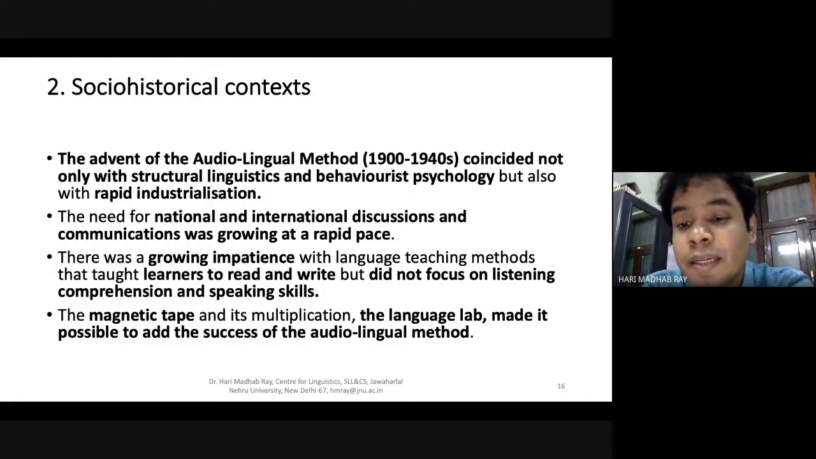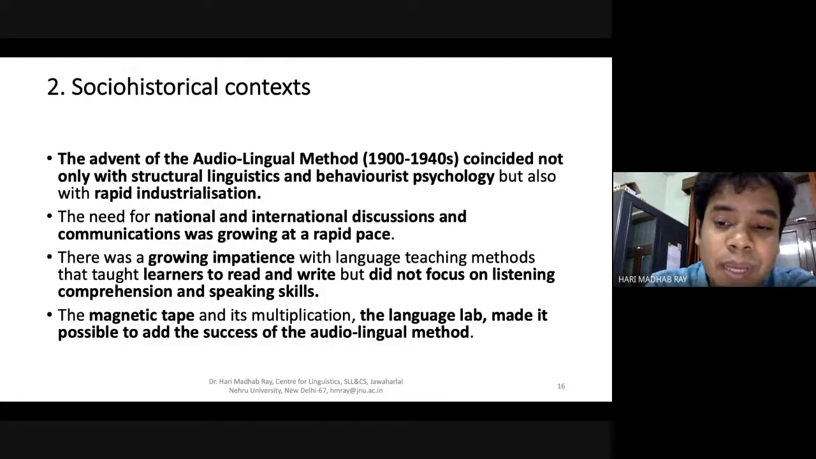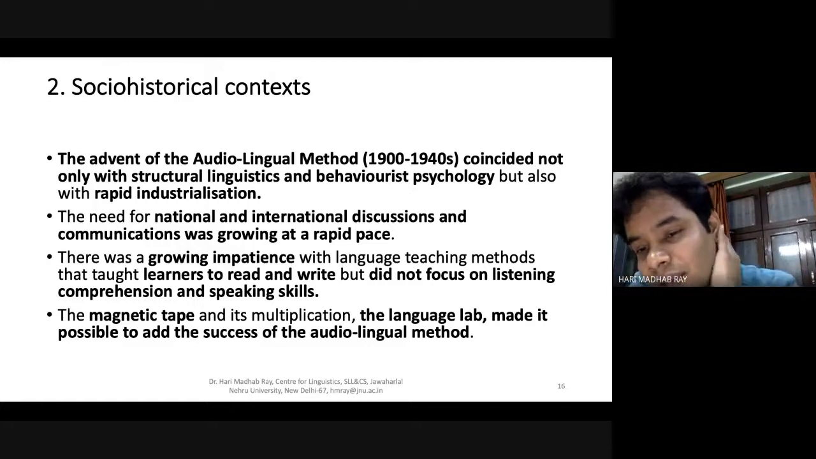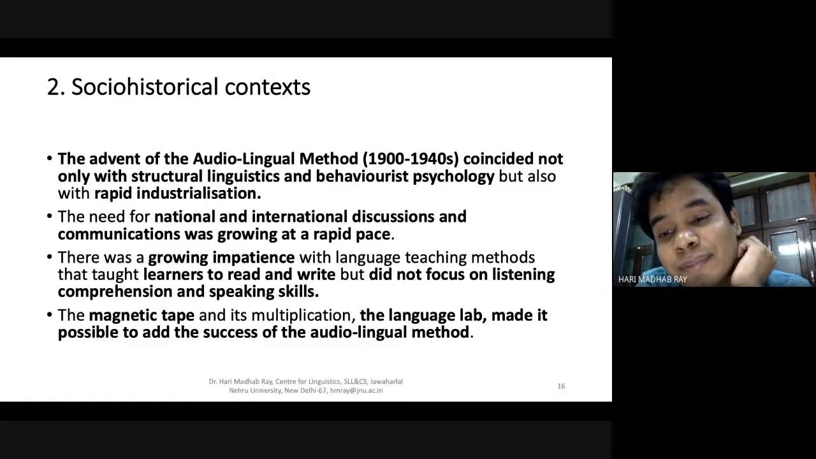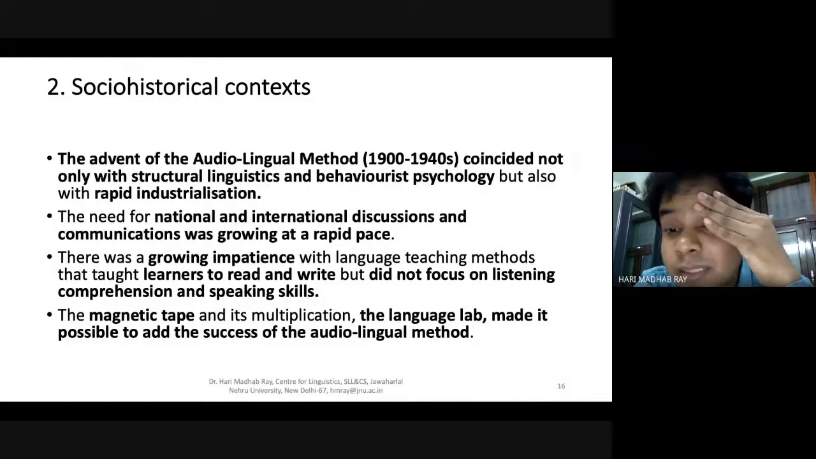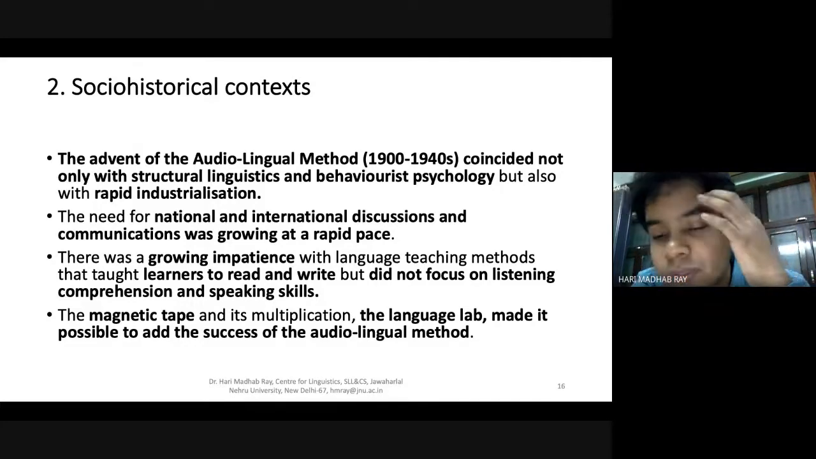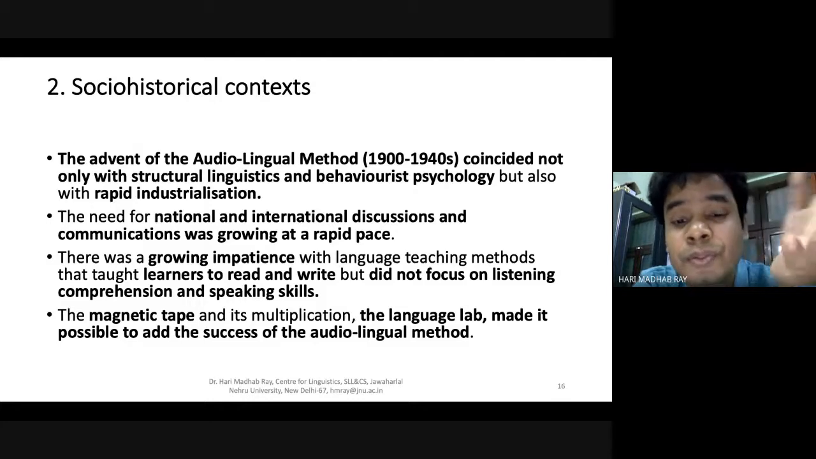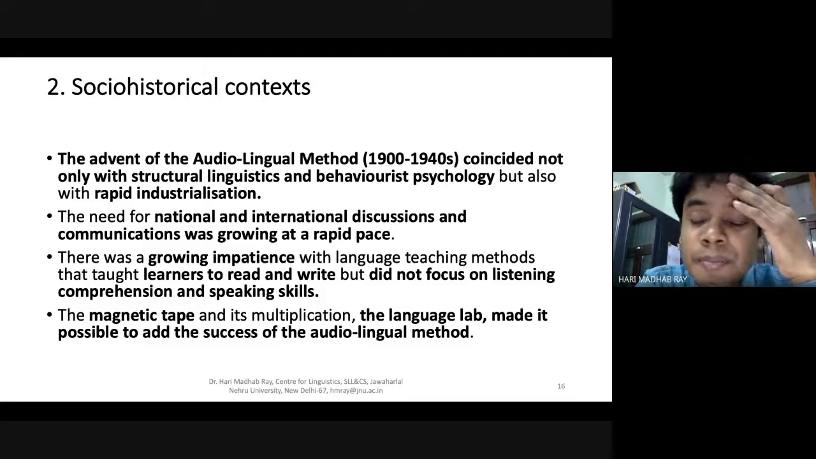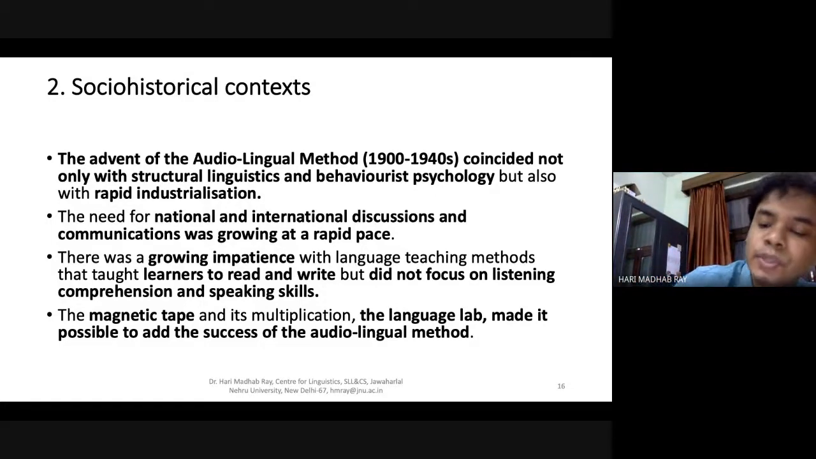So language lab, and in our center also we have a phonetic lab. Unfortunately, you could not access the phonetic lab. We have a small phonetic lab, and even in the School of Language, the new building, there is a very sophisticated language lab, you see, for recording purposes, for interpretation purposes, and for other purposes as well. Especially the phonetic classes, even field method classes, we also conduct in the language lab. This was the time the language lab was set up, and the magnetic tape and its multiplication made it possible to add to the success of the audiolingual method, you see.